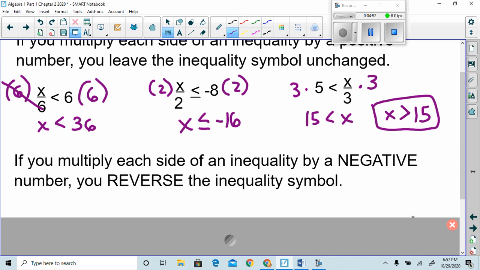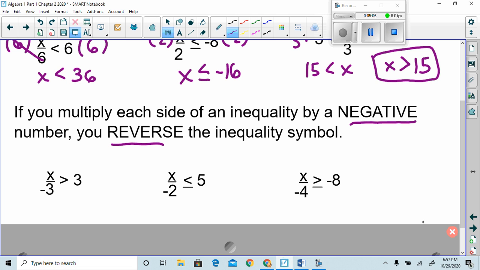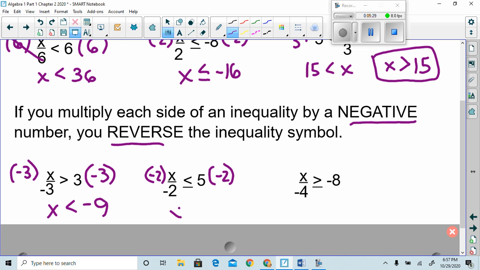So if we multiply each side of an inequality by a negative number, once again, if I'm multiplying by a negative number, I reverse my symbol. x divided by negative 3, so inverse of division is multiplication. Let's multiply by a negative 3. That's going to reverse the direction of my inequality. X divided by negative 2, inverse is to multiply. What am I multiplying by? Negative 2. X is now greater than or equal to negative 10.